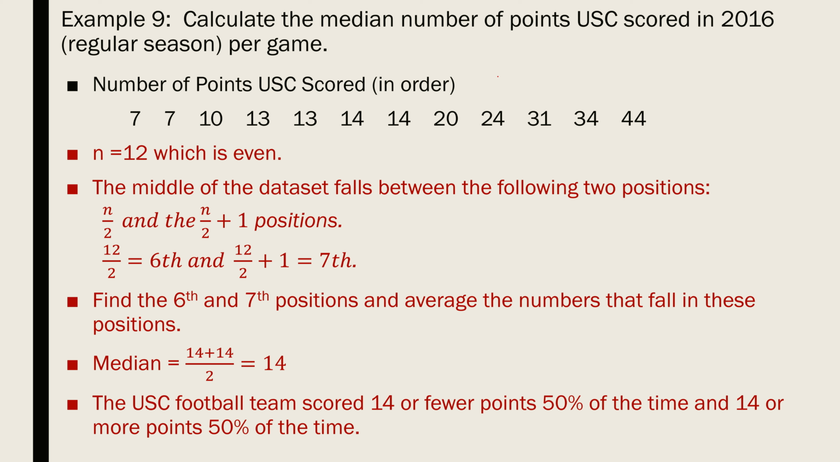This is an example about how to calculate the median. We have 12 data here, and as we know, 12 is even. So the next thing we want to do is find the n divided by 2 position and the n divided by 2 plus 1 position. 12 divided by 2 is 6, and 12 divided by 2 plus 1 is 7. Note that the data is placed from the smallest one to the largest one. And this is the first position, second, third, and so on and so forth.